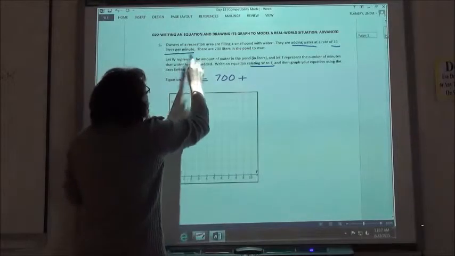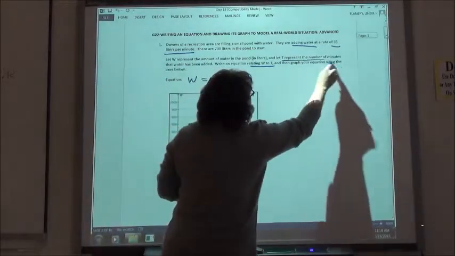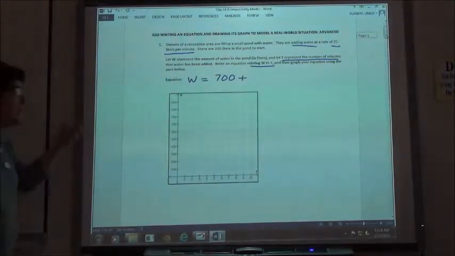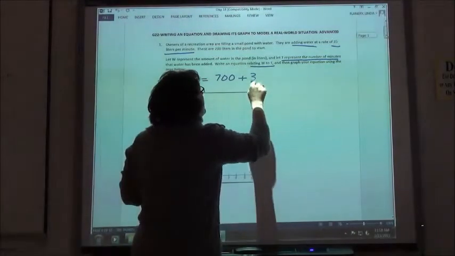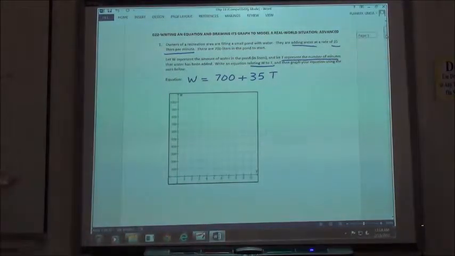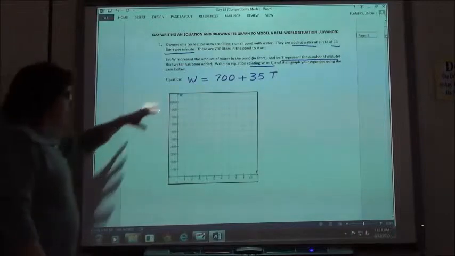35 liters per minute. T is the number of minutes. So to show 35 every minute, we would have 35T. So 700 to start plus 35 liters per minute. Now we want to graph that.